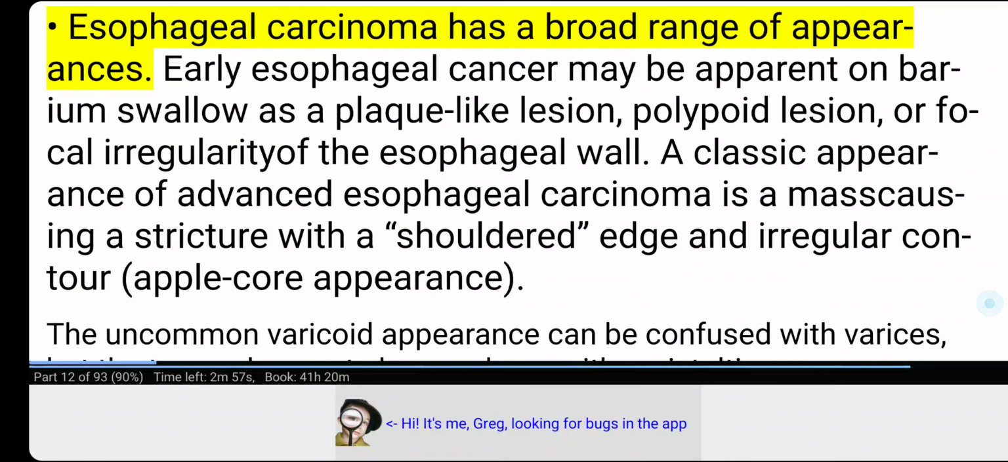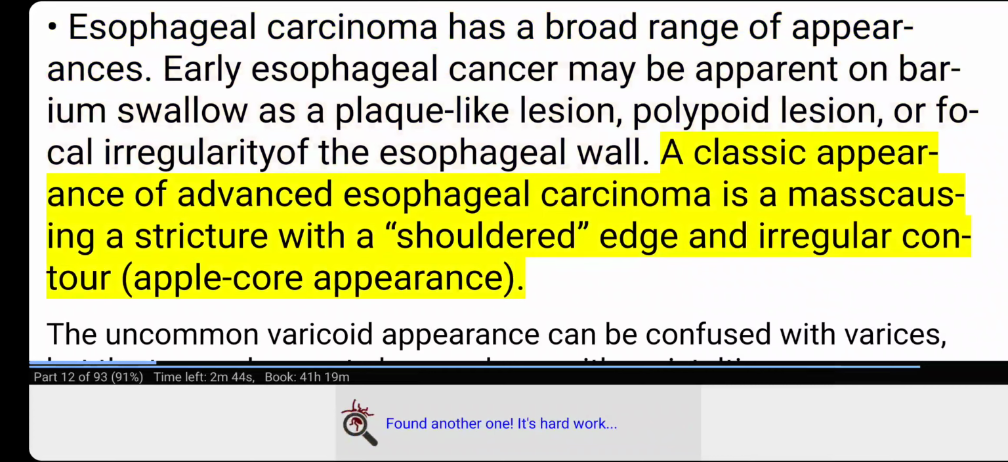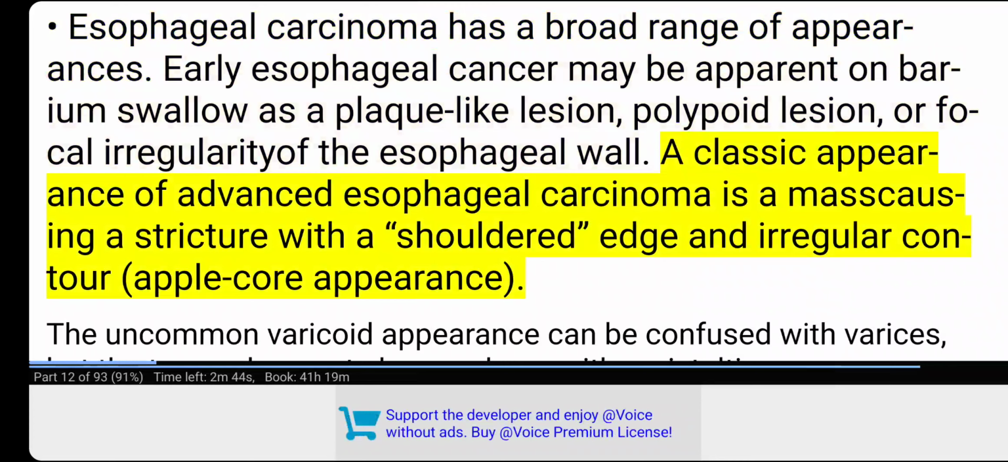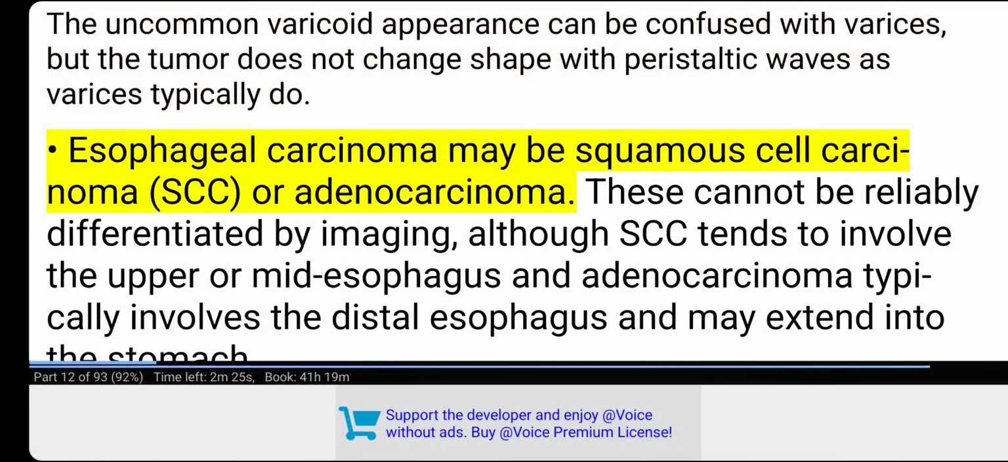Esophageal carcinoma has a broad range of appearances. Early esophageal cancer may be apparent on barium swallow as a plaque-like lesion, polypoid lesion, or focal irregularity of the esophageal wall. A classic appearance of advanced esophageal carcinoma is a mass causing a stricture with a shouldered edge and irregular contour, apple core appearance. The uncommon varicoid appearance can be confused with varices, but the tumor does not change shape with peristaltic waves as varices typically do. Esophageal carcinoma may be squamous cell carcinoma, SCC, or adenocarcinoma.